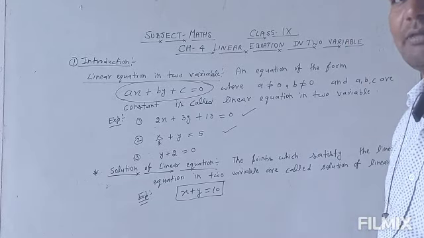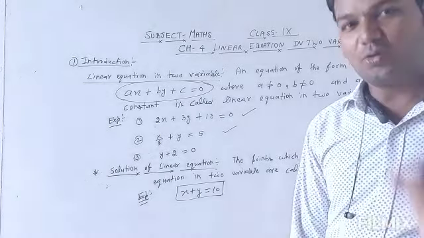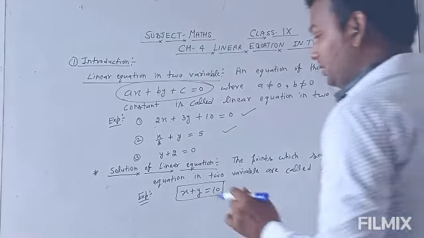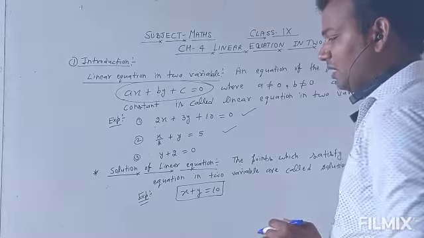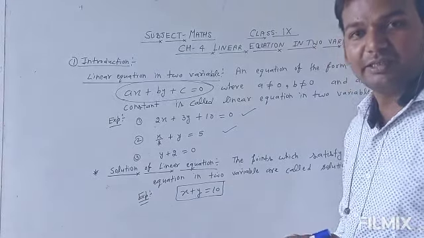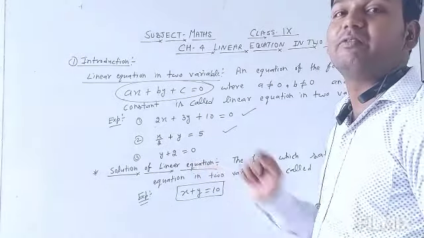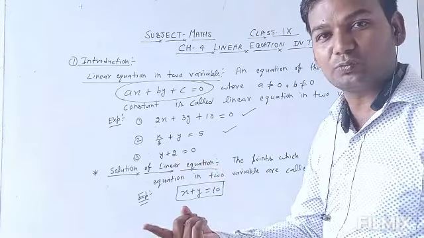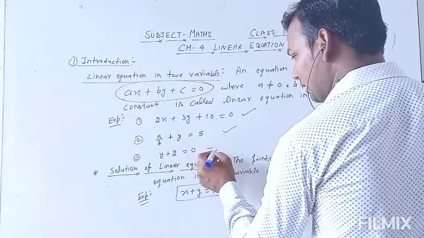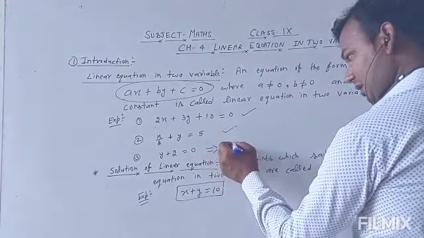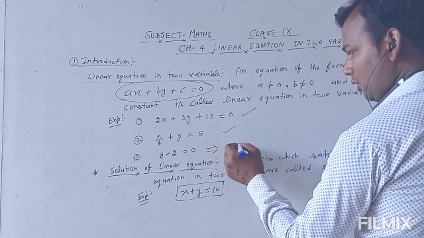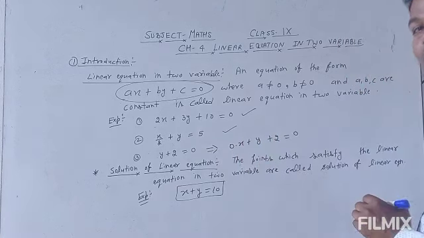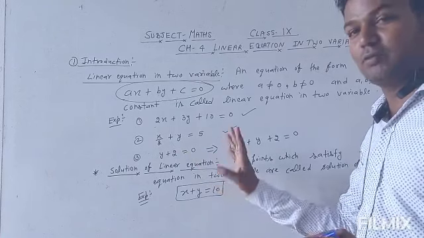Now the third example is y plus 2 is equal to 0. Is it a linear equation in two variable? You can see y plus 2 has only one variable y, so it is a linear equation in one variable, but we can say it is a linear equation in two variable also. How? We can write this equation this way: 0 into x plus y plus 2 is equal to 0.